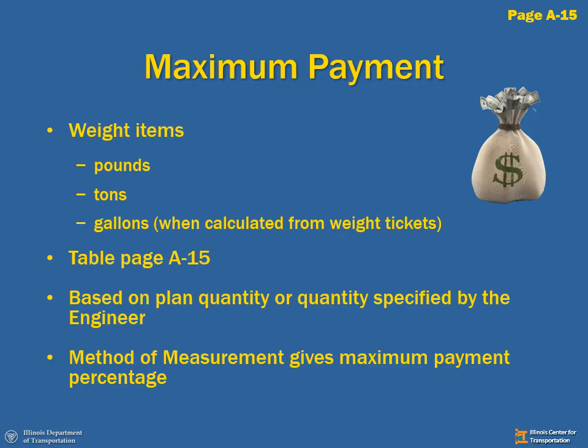It is based on the planned quantity or the quantity specified by the engineer. What is the quantity specified by the engineer? If we make some field measurements and that quantity is different than the designer's planned quantity, then we shall use the specified by the engineer quantity. It is our most accurate theoretical quantity right now. The method of measurement for each pay item in the spec book gives the maximum payment percentage. However, on page A15, we have grouped them together so it is a convenient lookup tool.